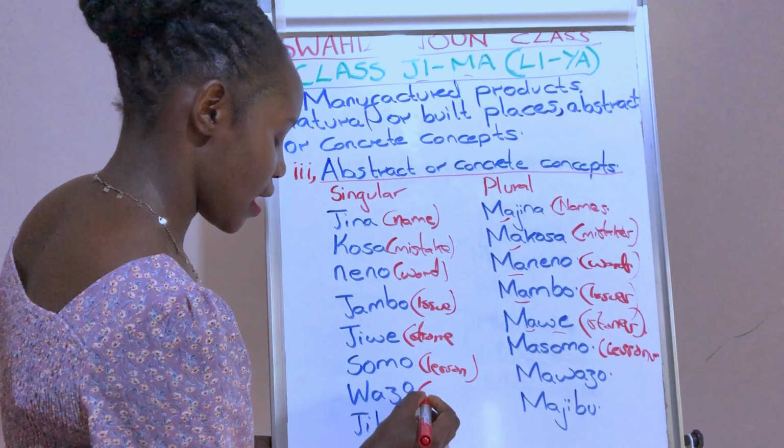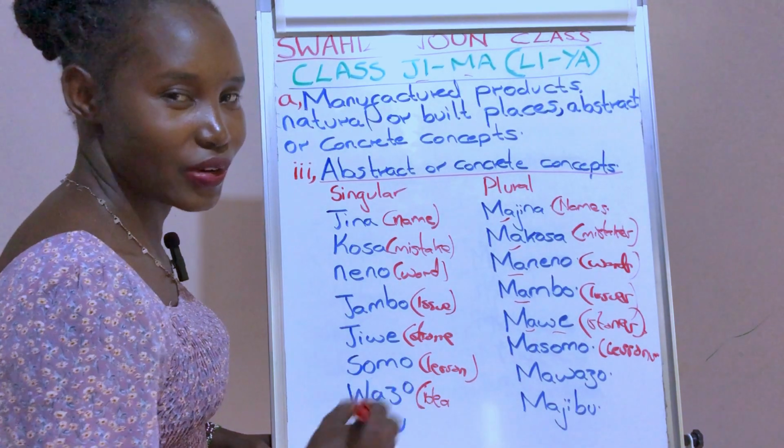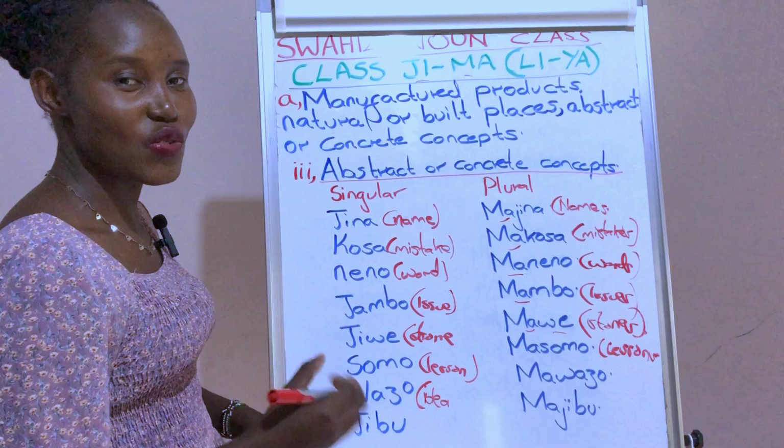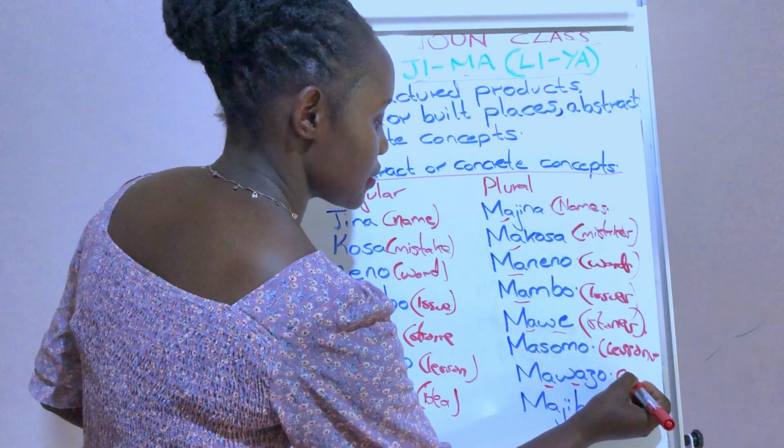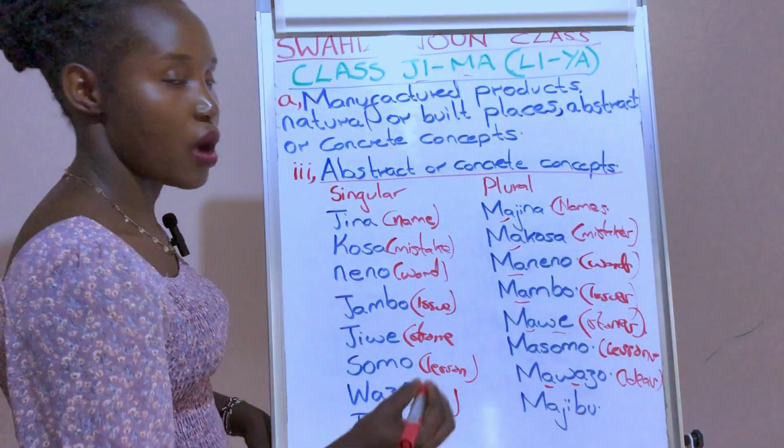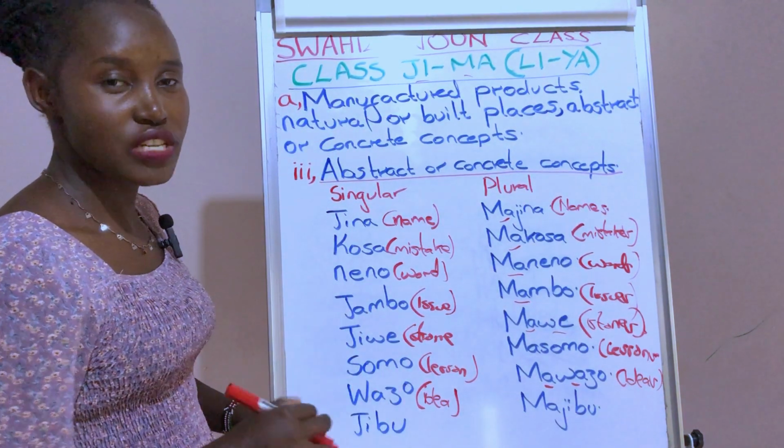Then we have wazo. Wazo. This is an idea. Wazo zuri. A good idea. When they are many we say mawazo for ideas. Mawazo mazuri. Good ideas.